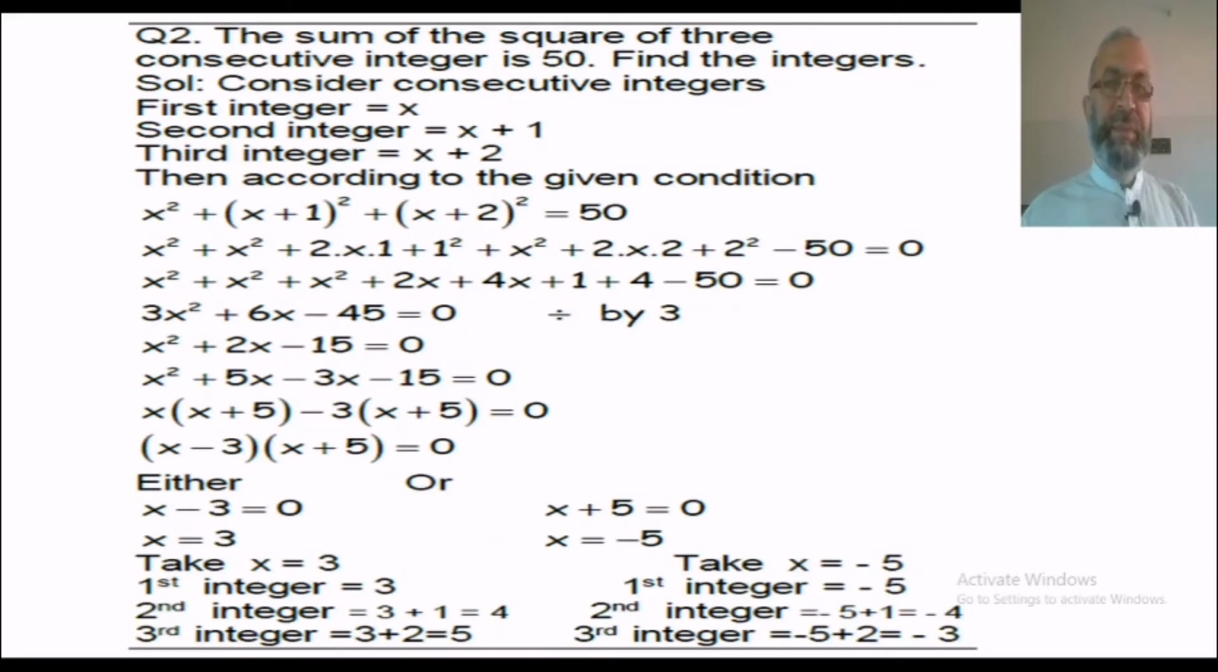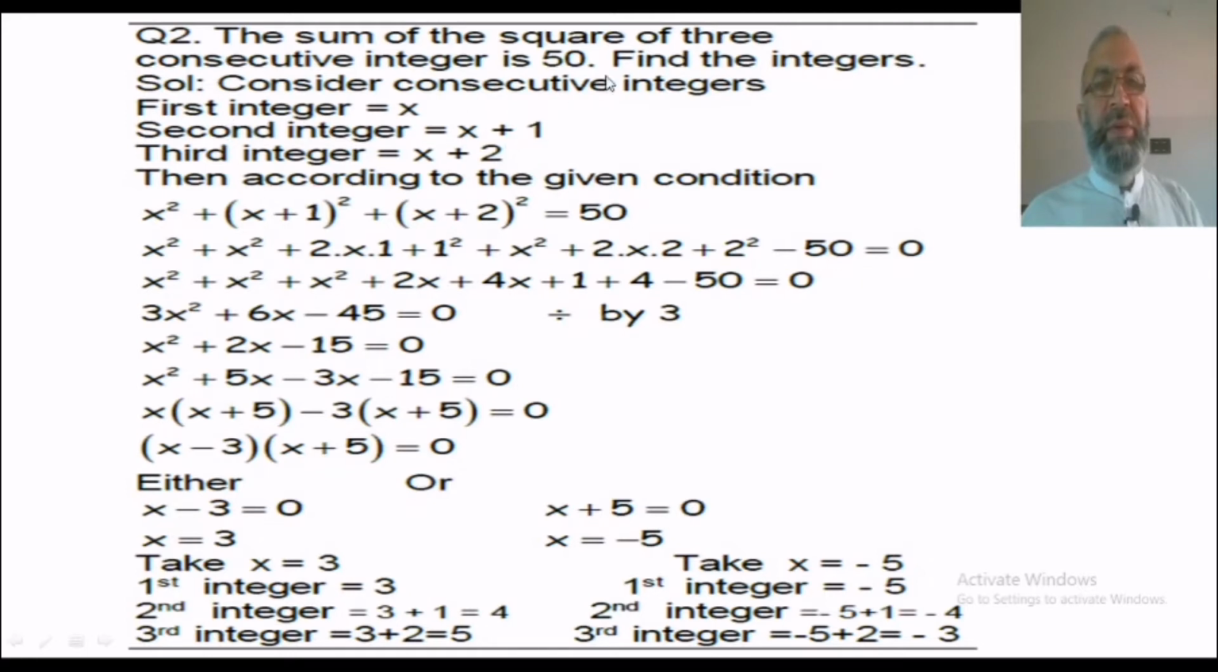Second, again with integers, an application in numbers: the sum of the squares of three consecutive integers is 50. Here we take three consecutive integers. Let the first be equal to x, second x plus 1, third x plus 2. Now according to the condition, find the integers.